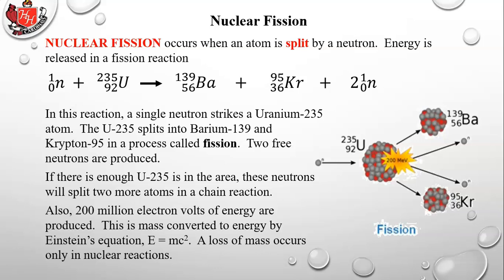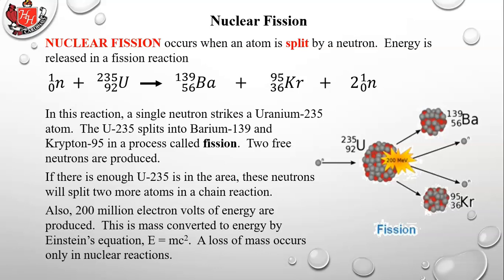Okay, there are 2 types of nuclear reactions we're going to talk about. There are 2 major types, and we're going to talk about both of those. So the first is called nuclear fission. Fission means to split something. So nuclear fission occurs when an atom is split by a neutron. Energy is released in a fission reaction.